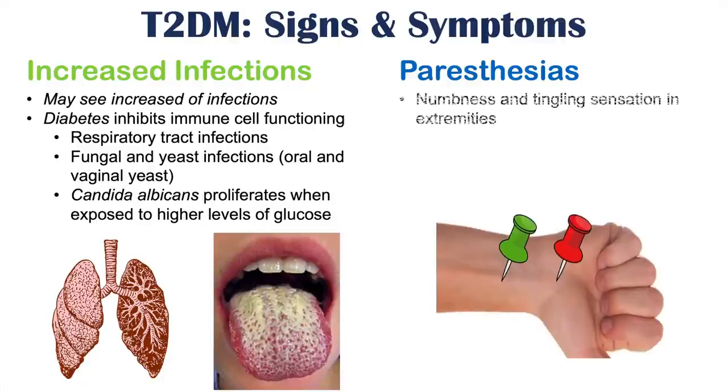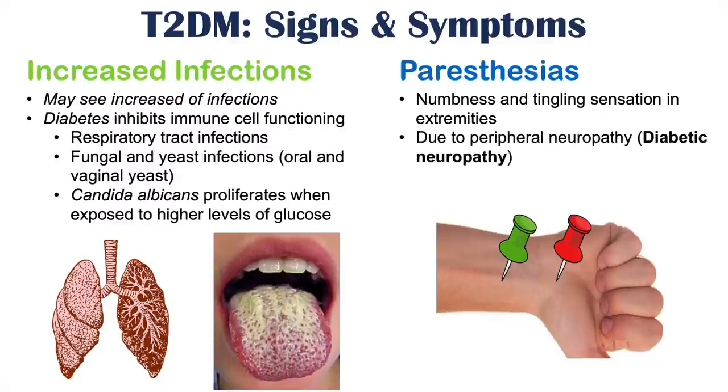Now, another important symptom of type 2 diabetes is paresthesias. So what are paresthesias? Paresthesias are numbness and tingling sensation in the extremities. So oftentimes it's going to start in the nerves farthest away from the core, which are going to be nerves in the feet. So those are going to be the first ones to be affected. So it's important to check patients' feet. And this is due to peripheral neuropathy, which we call diabetic neuropathy.